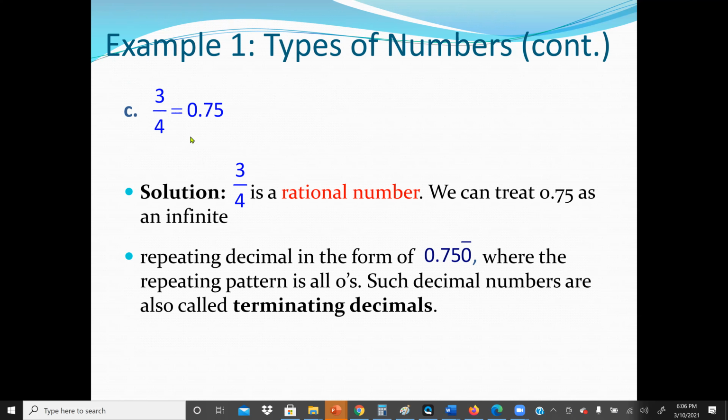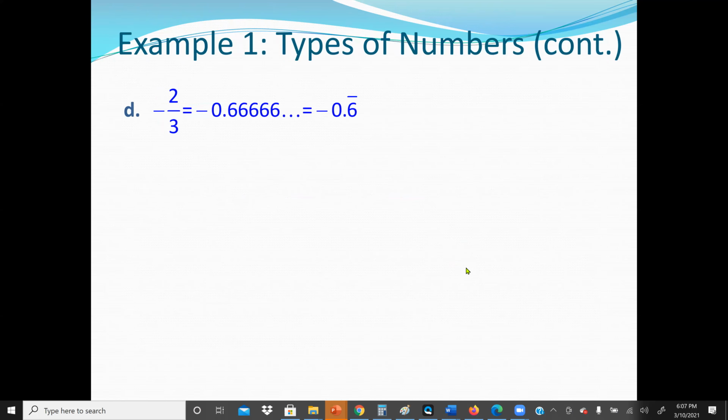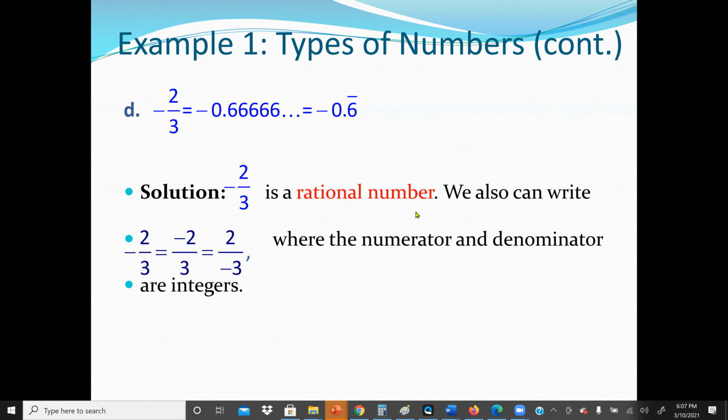Now 3/4 gives us 0.75, which means it ends. It's finite, so it's also a rational number. The repeating digit will be 0, so we repeat 0 over and over again. So it's a rational number. Also, we have negative 2/3, which gives us negative 0.66666. It's a rational number because we repeat the digit 6 over and over. It's like 3/4 being 0.750000, repeating, so it's a rational number.